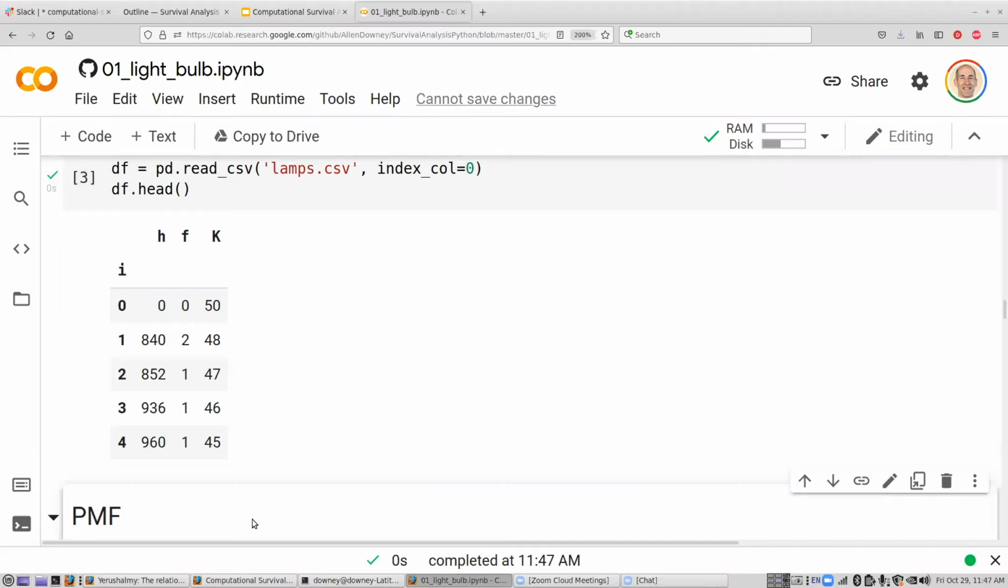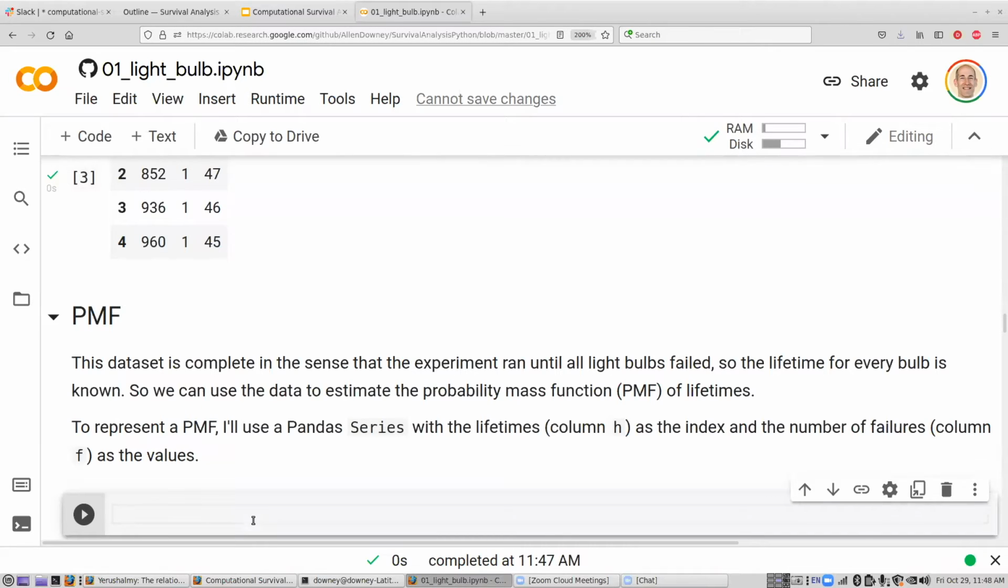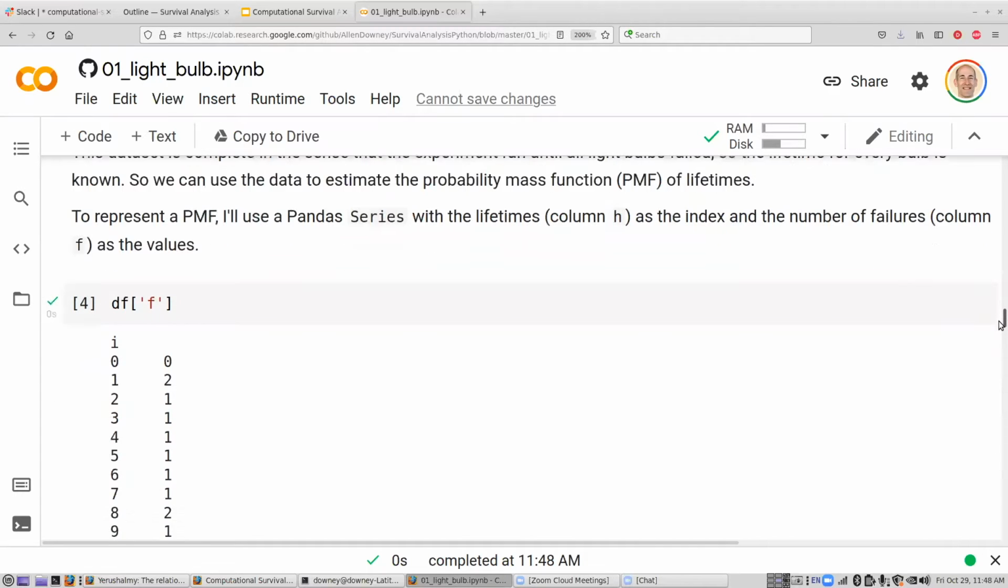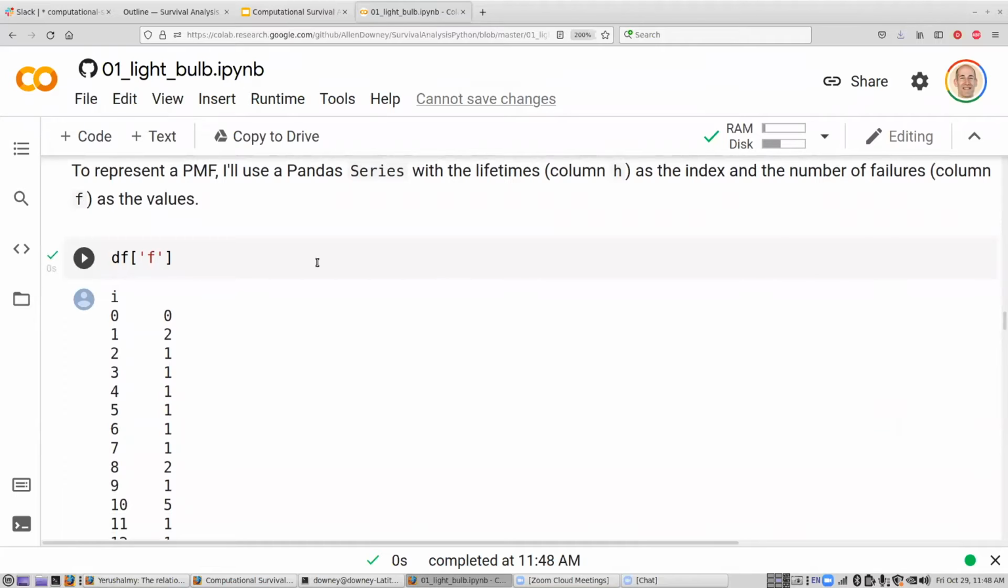I will go on. So we have the data in hand, and the first thing that I want to do is describe a probability mass function, that is, the possible ages, like how many hours each light bulb might last, and the probability that a light bulb will expire at that number of hours. And this data is available in the data frame if you select df bracket f. So that's the column in the data frame named F, and what it contains is the number of light bulbs that had expired at each time step in this sequence.